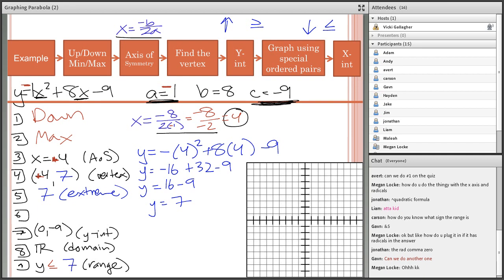So please notice I wrote those 3 blue 7s. Those all came from the same place. Okay, so once you know your vertex number, you can also write down your extreme number. You can also write down your range number. They all are the same number. Let me put my axis of symmetry back on there.